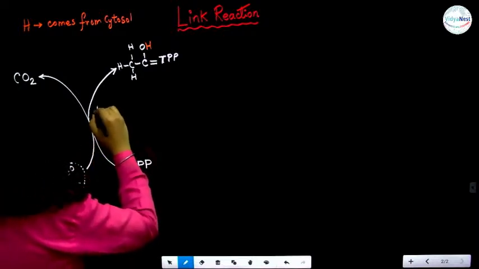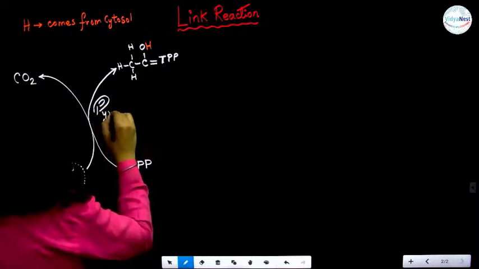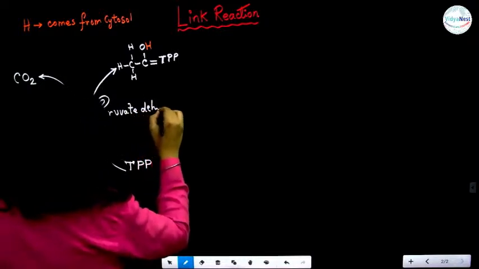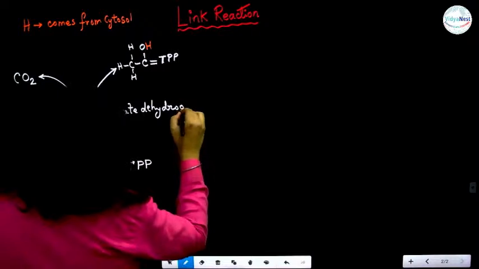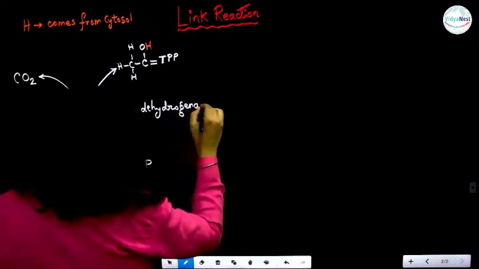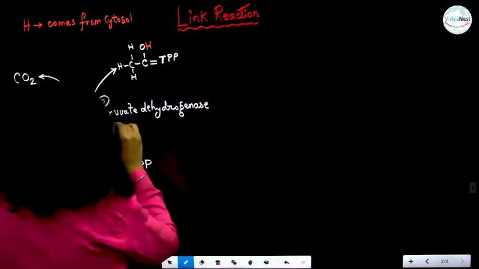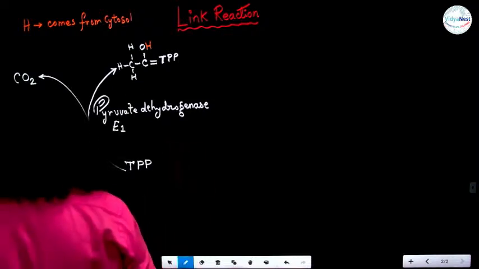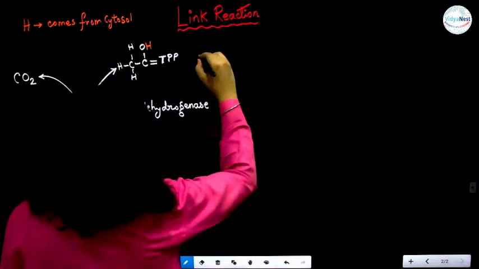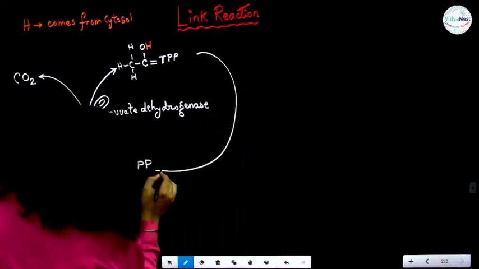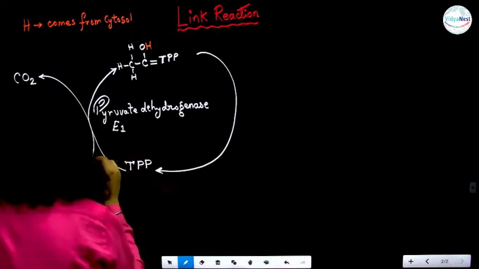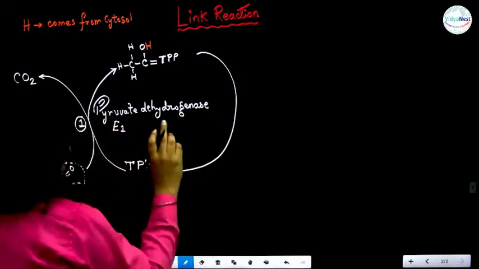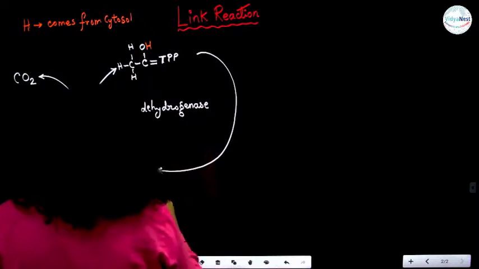So this will be catalyzed by pyruvate dehydrogenase, that is enzyme 1. Then what will happen? This TPP will come back again over here. This is the first reaction, so I'm writing number 1 because I told you there are 4 different steps in that single step process. So this is the first of them.